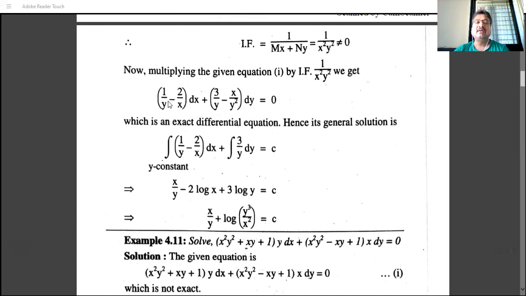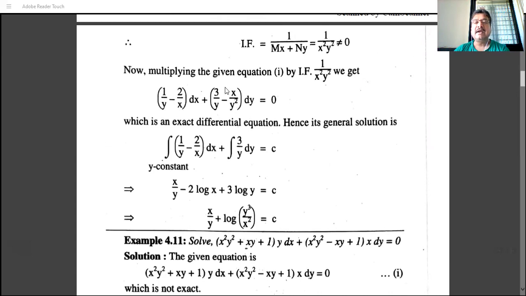For interest, we can check whether the derivative of this quantity, dA by m by dA by y, and dA by n by dA by x, are the same. If you find dA by m by dA by y, then the derivative of 1 by y is minus 1 by y square, and the derivative of minus 2 by x is 0. So dA by m by dA by y is minus 1 by y square.